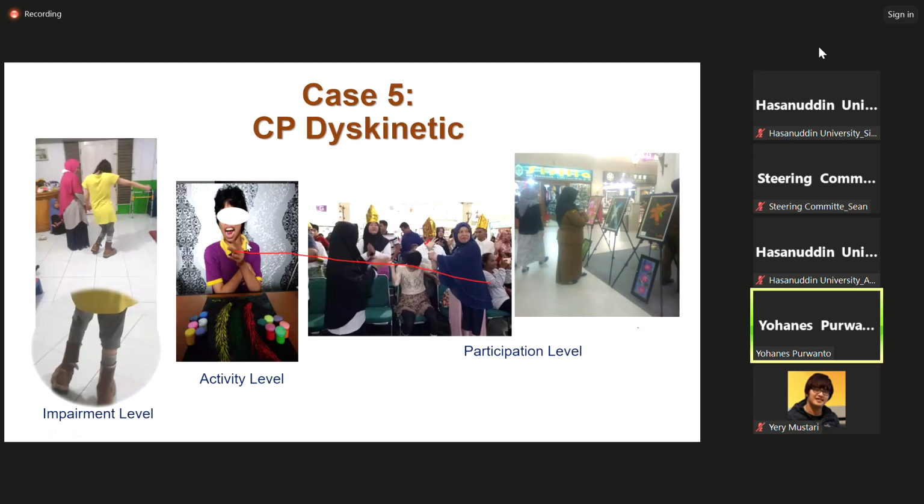Because she really likes drawing, we tried to make hand function part of a drawing activity. And finally, now she is a painter, a painter with special children. Sometimes it's like a show, with her pictures in some community exhibitions.